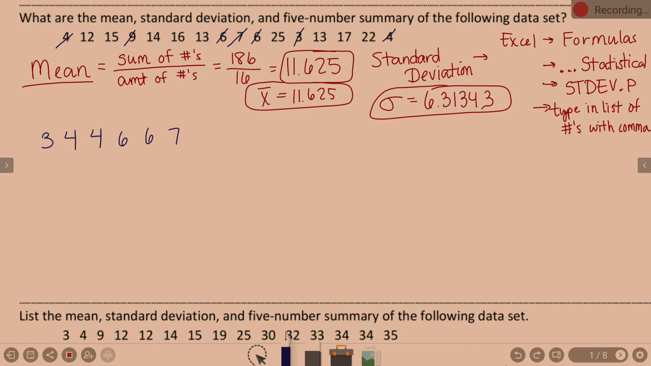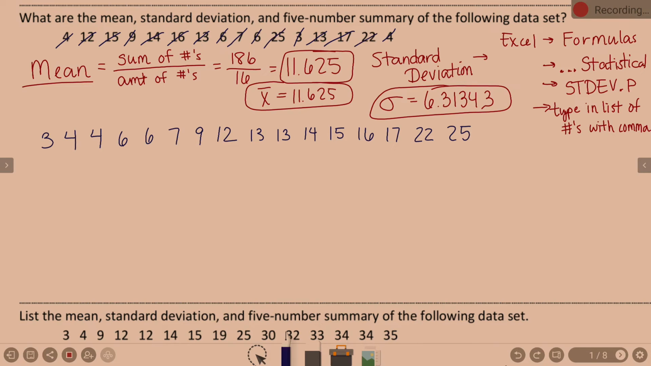9, 12, 13, 13, 14, 15, 16, 17, 22, and 25.